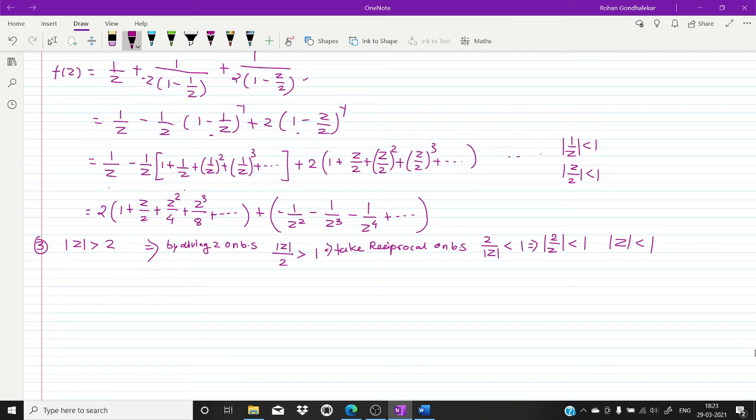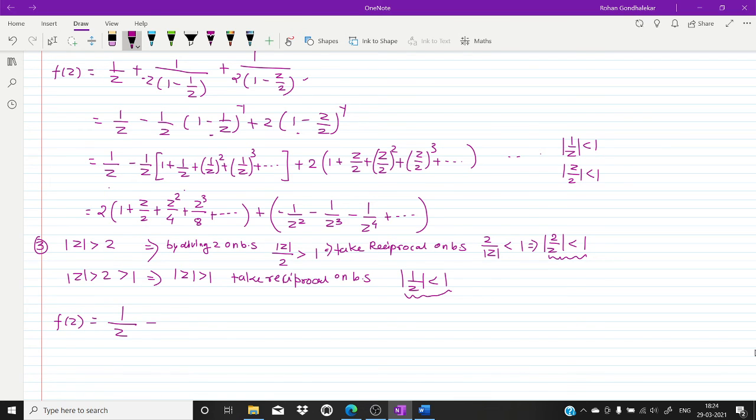Now what to do for the middle term? Since |z| > 2 and 2 is greater than 1, this gives me |z| > 1. So take the reciprocal on both sides. So what I'm getting, |1/z| < 1. We already discussed this. Now see, to apply the standard expansions, we require the modulus of the variable to be less than 1. Just have a look at this and this. Am I getting the modulus of the variable less than 1? Yes. So now our job is to arrange the terms according to this modulus.